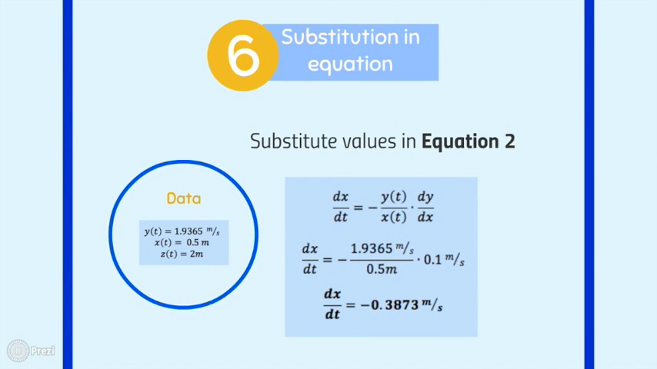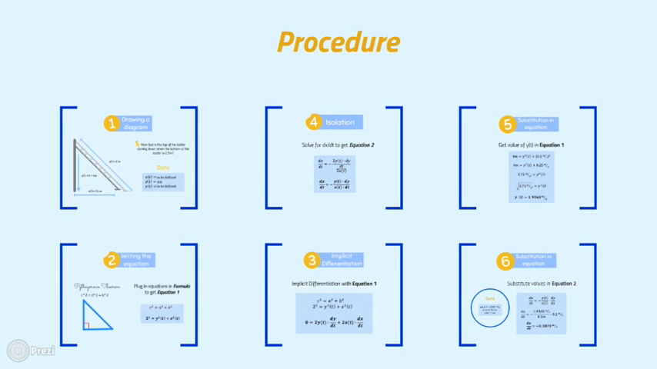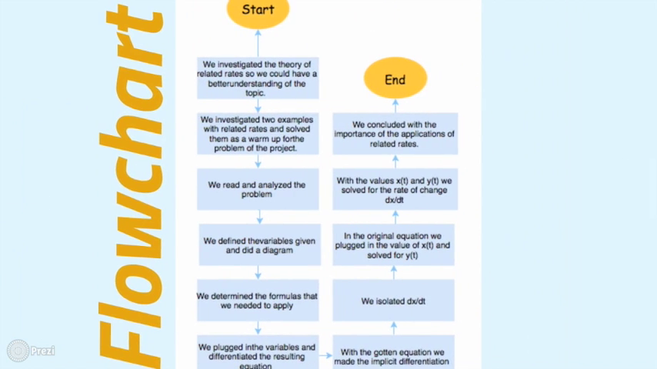As the last step, we substitute the values that we got into equation 2, and we get that dy over dt is equal to minus 0.3873 meters per second. That means that when the bottom of the ladder is 0.5 meters apart from the vertical wall, that is the rate of change.